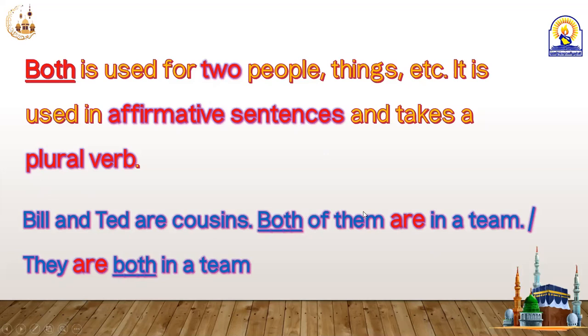So both needs a, what? Needs a plural verb, as you can see. Both of them are, or they are both, no problem. Anyway, it takes a plural verb. This is for both. So we studied all, we studied both. They are used in affirmative sentences and they are used with a plural verb. But the difference is both is used for talking about two people or guys or things, and all is used to talk about more than two.